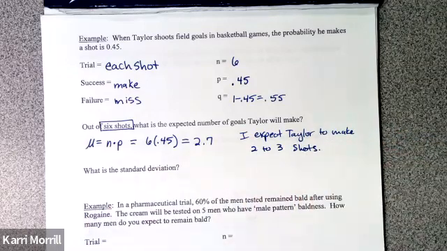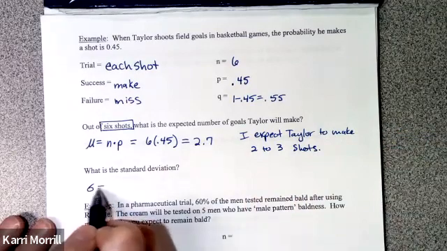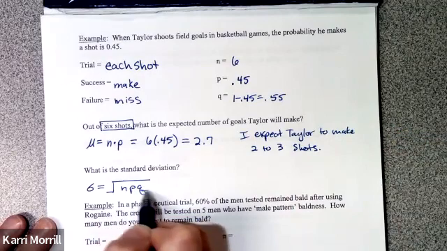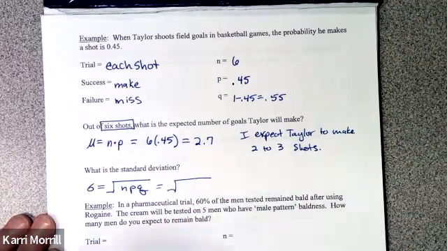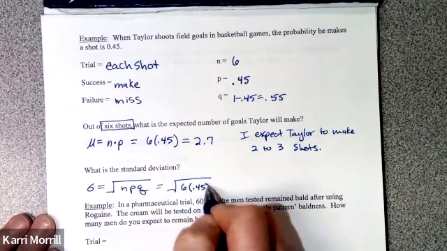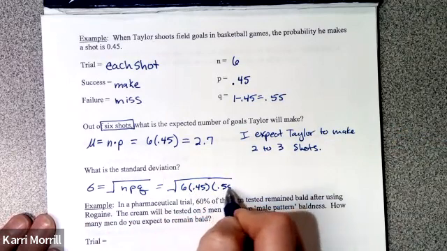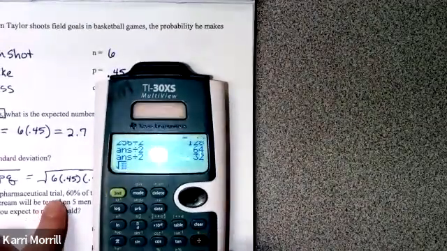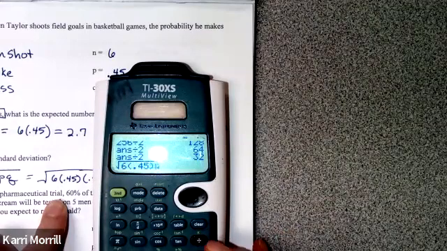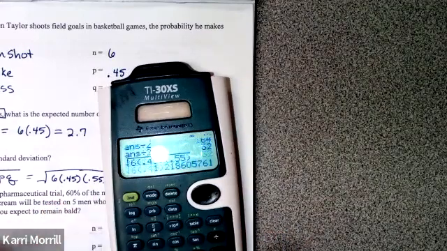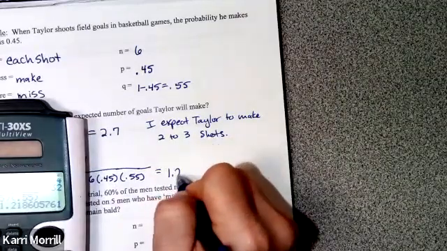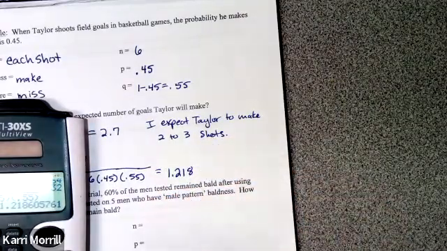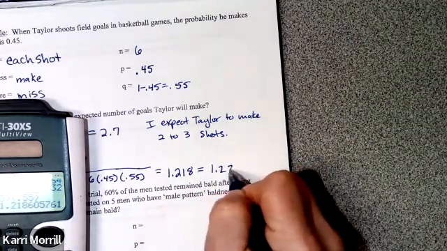What is the standard deviation? This is where our standard deviation is taking the square root of n times p times q. So our n value is 6, our p value is 0.45, and our q value is 0.55. You'll type that into your calculator. You can do it just like that. The square root of 6 times 0.45 times 0.55 is 1.218, and then it goes on and on. A lot of times you'll be rounding to 2 digits in this section, so we would say 1.22.